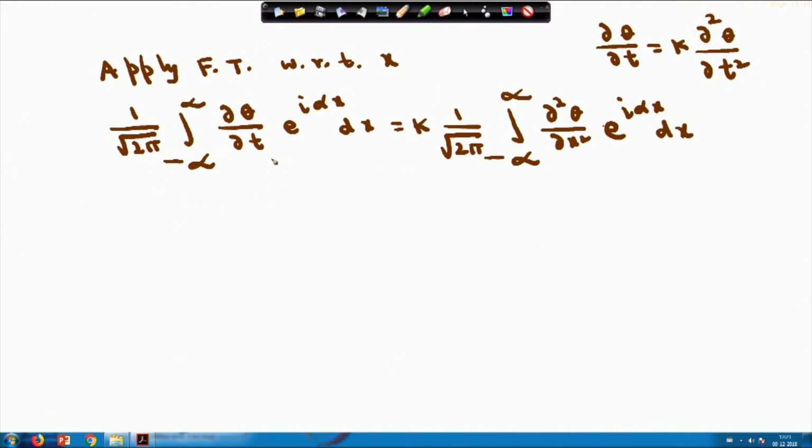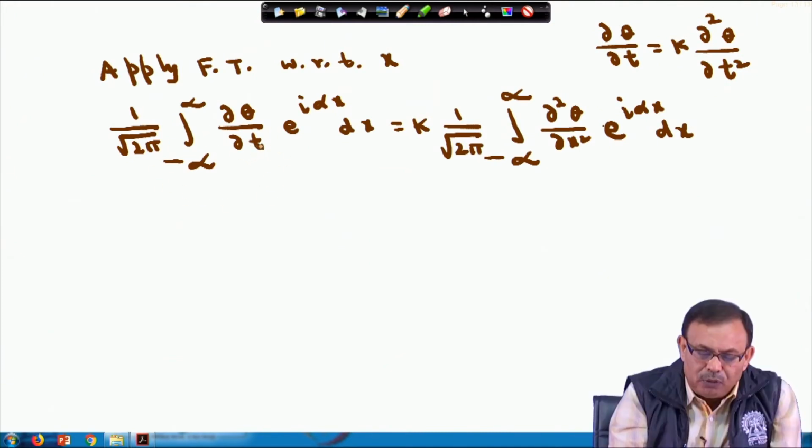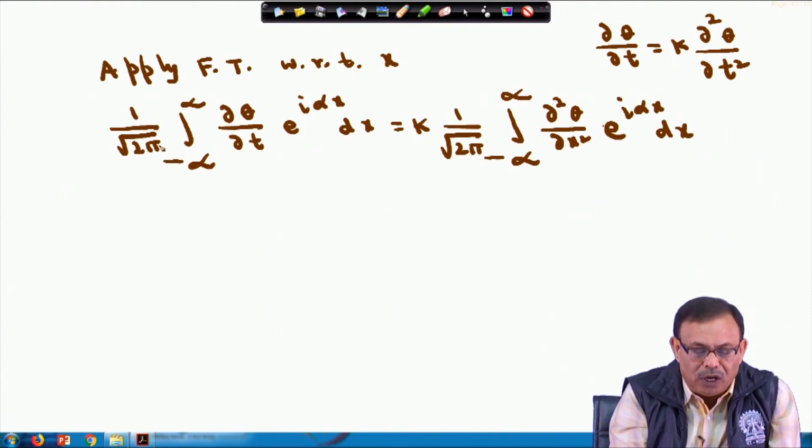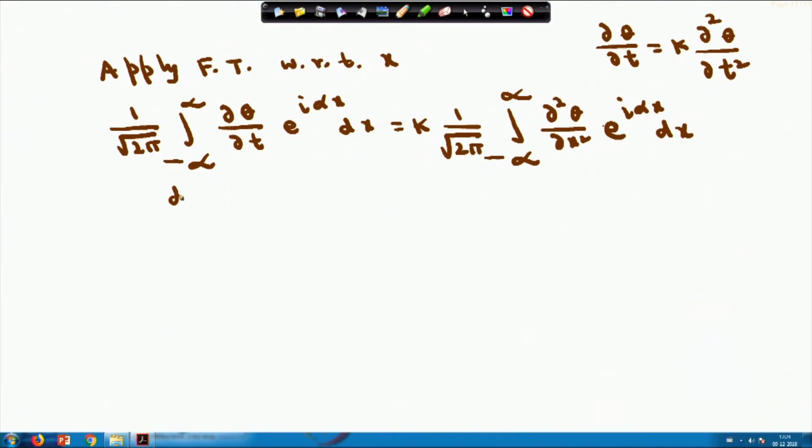Now, if you see here the left hand side, this function is a function of α and t. So, ∂/∂t you can bring outside, and once you are bringing it outside, I can make it d/dt. So, your integral becomes 1 by root 2π integral from minus infinity to infinity of θ e^(iαx) dx, and this is nothing but the Fourier transform of θ. So, the left hand side you can write down as d/dt of θ bar, where θ bar is nothing but the Fourier transform of the function θ, which I am denoting as this.